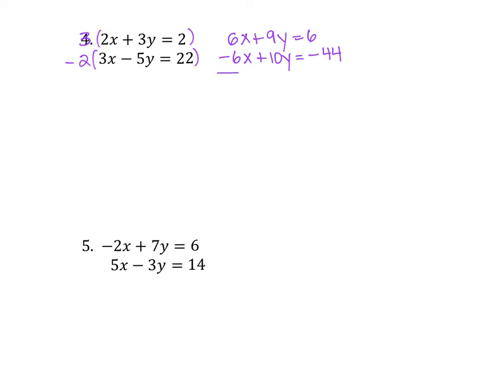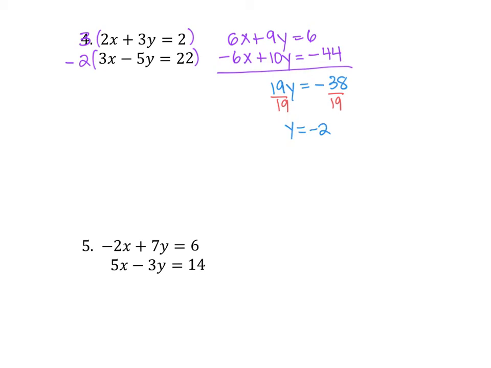Okay, now if I did this right, something should cancel. Okay, 6x minus 6x cancels. Wonderful. 9 plus 10 is 19y. Negative 6 minus 44 is going to be negative 38. Okay, and even though these numbers look a little big, once I solve it, they normally turn out pretty nicely because I try not to give you terrible numbers. Okay, 38 divided by 19 is actually 2, so y equals negative 2.